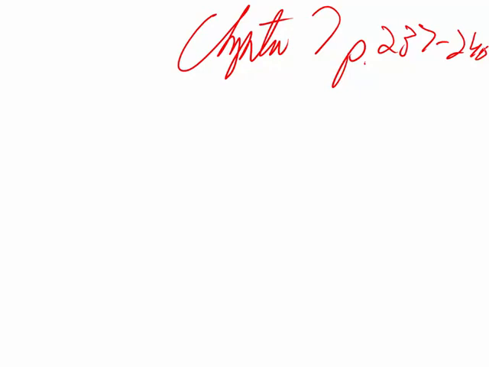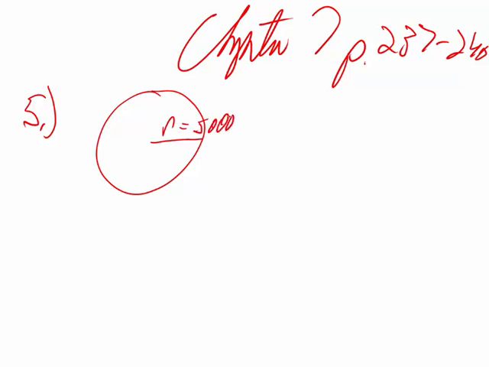Okay. It says the Earth's radius is about 4,000 miles. So this is number 5. Let's draw the Earth. So its radius is 4,000 miles. Okay. All right. Kampala, the capital of Uganda, and Singapore are both nearly on the equator. The distance between them is 5,000 miles.